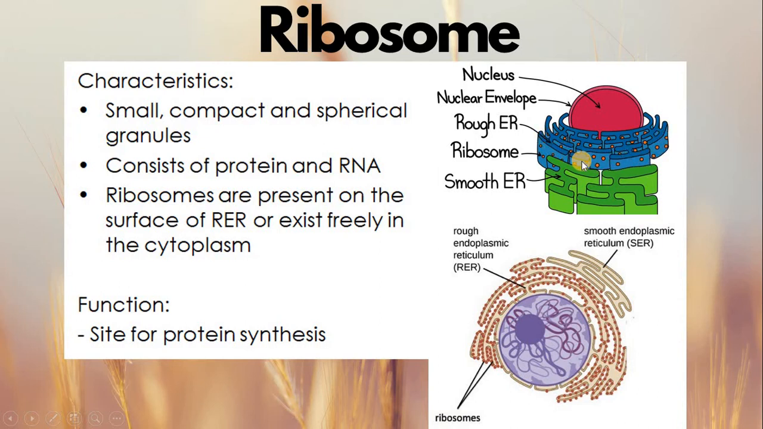Okay, and then if we look at the ribosome function, site for protein synthesis. Or in other words, you can write synthesize the protein. Okay, so look at this diagram also. We can look a little bit clearer on the ribosome then. The small dot or the red dot here, so these are all the ribosome. So all of these are rough endoplasmic reticulum, and this one is smooth endoplasmic reticulum.